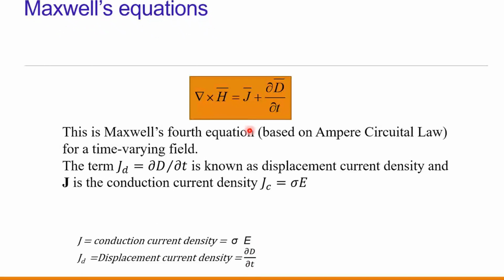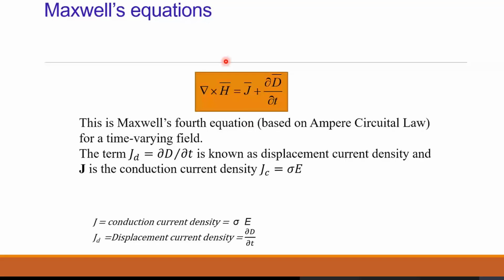So what does this equation tell? Del cross H is equal to J bar plus dou D by dou T. This is the point form of Maxwell's equation derived from Ampere's law for time varying fields. For time varying fields.